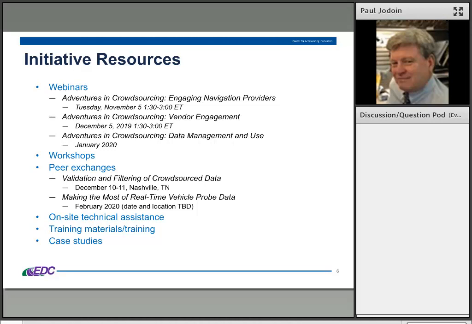Peer exchanges, we're already in the process of finalizing attendance for a peer exchange in Nashville, Tennessee in December on validation and filtering of crowdsourced data. And we're looking to have one in February, making the most of real-time vehicle probe data. We've talked to most of the states about these opportunities.